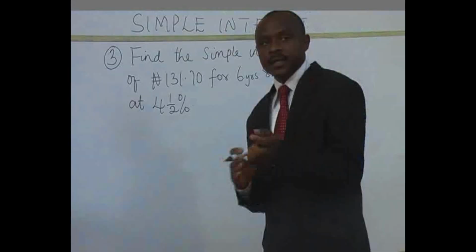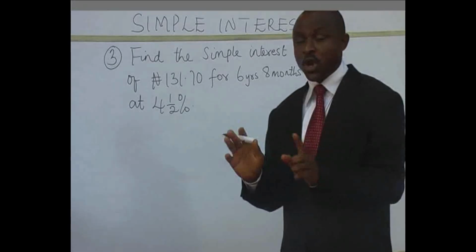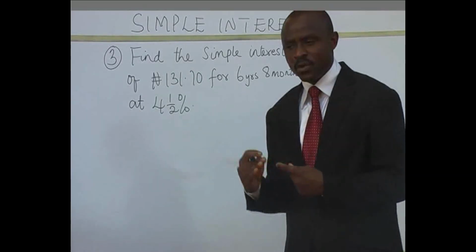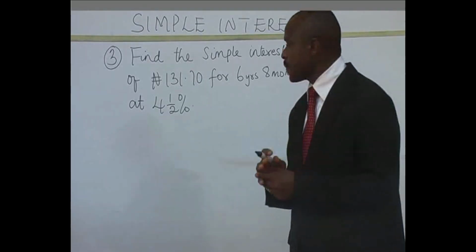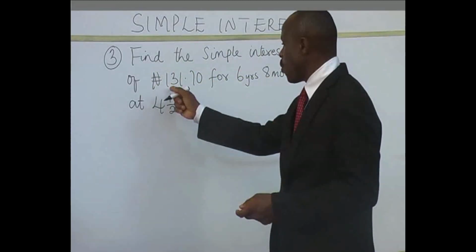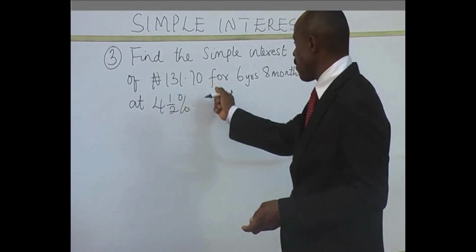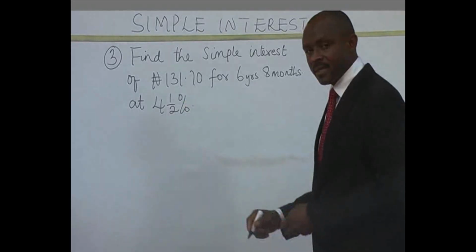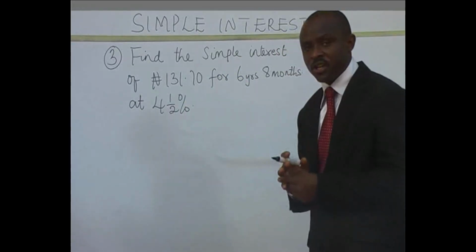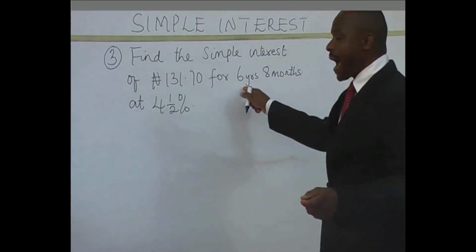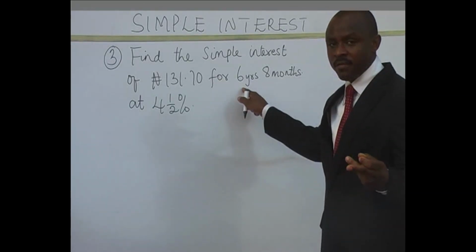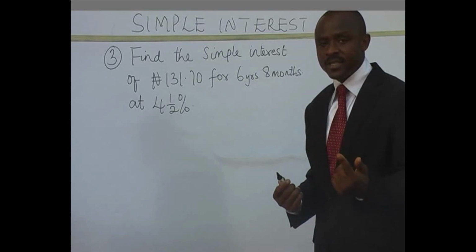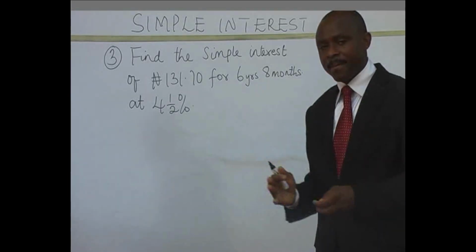This is the third question, and it's going to be the last question we are going to take on simple interest, because as I said, just as the name of the topic implies, simple interest is a very simple concept. They say we should find the simple interest of 131 naira 70 kobo for 6 years, 8 months at 4.5%. I chose this question because of the nature at which the time was given. I want to use it and teach you how to convert months to years before you apply it in the time.